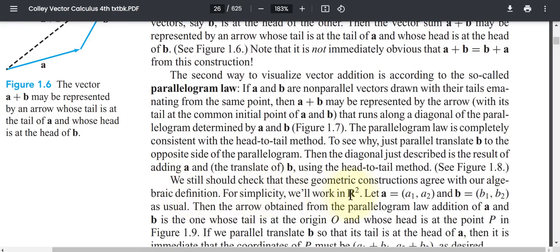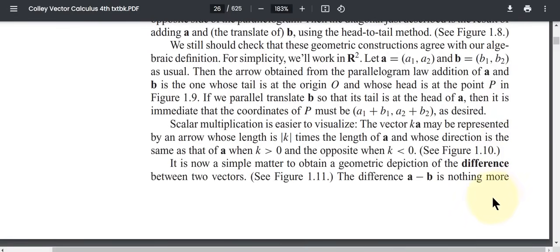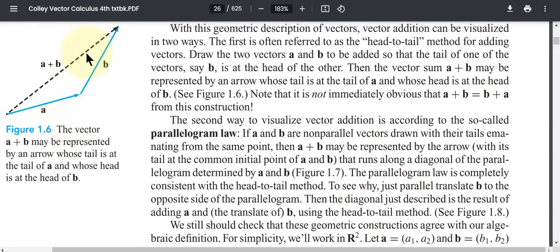For simplicity, we'll work in R2. So we'll just use vectors in R2. So here are two of them. And we want to somehow show that when we do the addition like this, this sort of visualizes that.